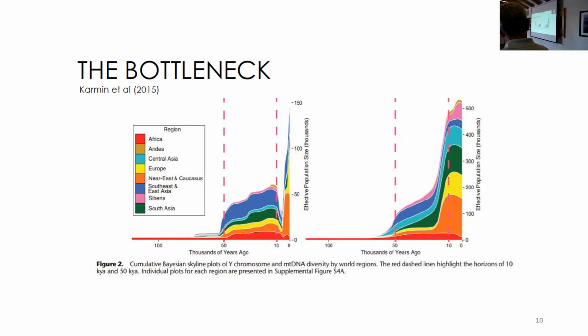Now here's what happens. For the Y chromosome, you see this drop here around about 5,000 years ago, close to 5,000 years ago. This is from Carmen et al. out of David Reich's lab. But look at the mitochondrial DNA, has no such drop.